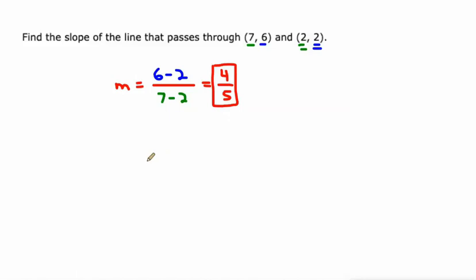The slope is 4/5. Now, some people will say, well, Mr. K, you said that it's y2 minus y1, but you did y1 minus y2. Okay, we can flip it around. It doesn't really matter. If we did 2 minus 6, because you want to do the second one minus the first one, then we'd have to do the same thing with the x values too. We'd flip those around. That would give us -4 over -5. And we know that a negative divided by a negative is a positive. So that's still 4/5. It doesn't really matter which way you look at it.